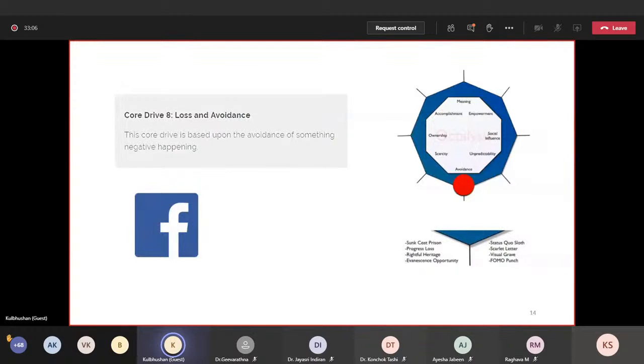In computer games, or especially mobile phone games, if you are not playing the game every day, then there is a punishment of losing this much of the score points, or you will lose your position in the leaderboards. Just because of this fear of missing out, people are playing the game every day, every hour, just to maintain their position or to avoid any associated punishment. So those are the 8 core drives. Any question at this point?